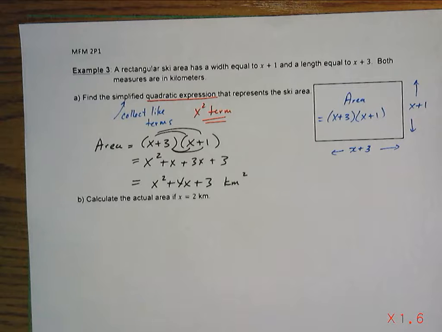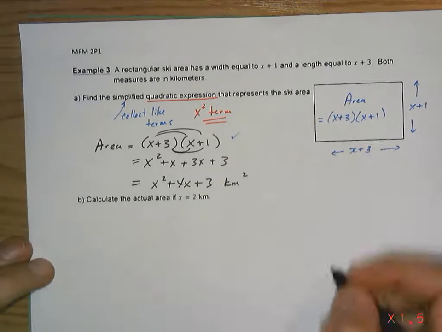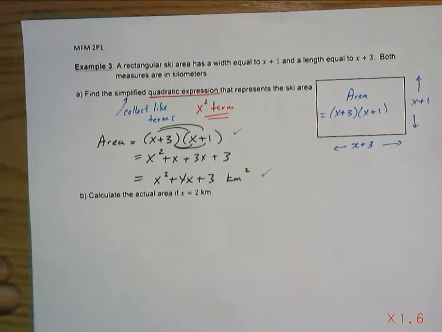How would I mark this? 1 mark for being able to put it in that form, and 1 mark for being able to expand it out, and maybe 1 mark for the units. Or maybe you'll just lose a mark if you don't have it. So we need to be aware of that, okay?